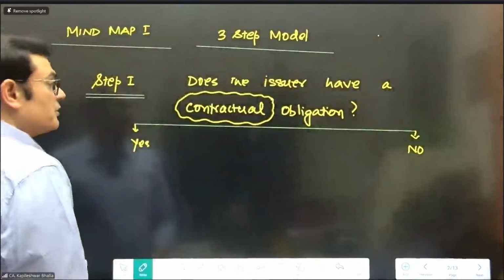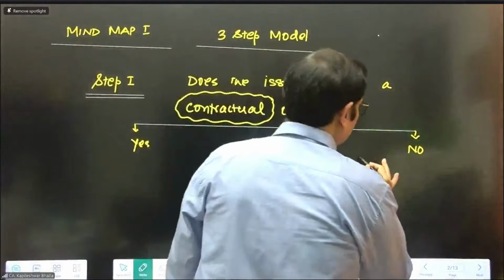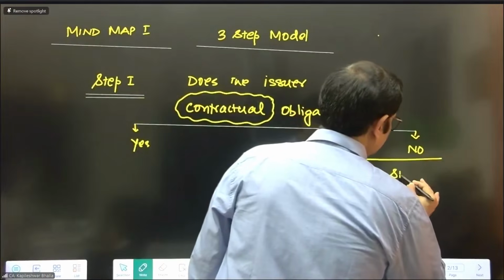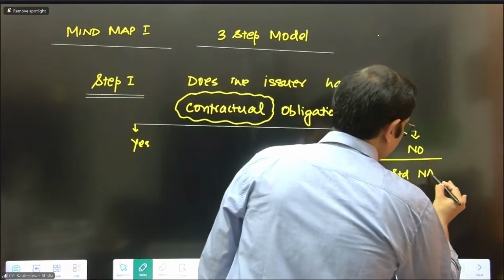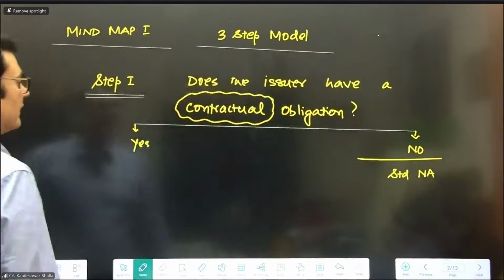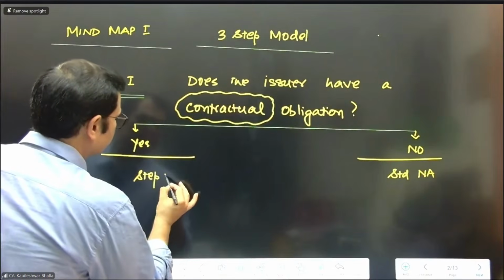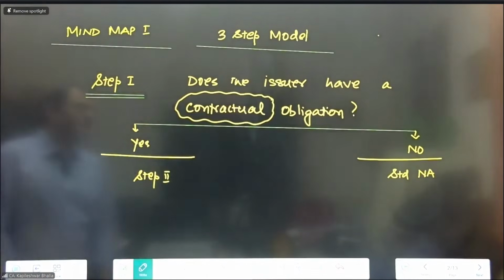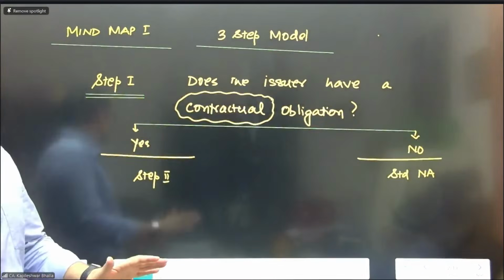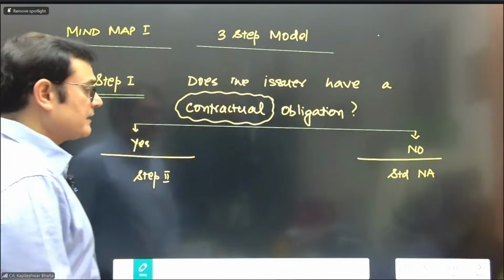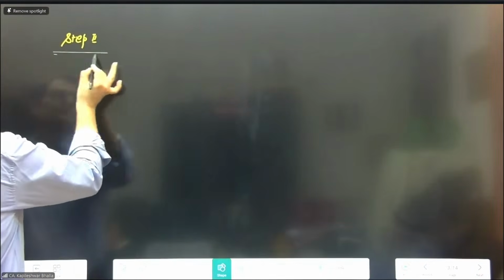So when you say no, there is no contractual obligation, undoubtedly the standard is not applicable. Financial instruments would not apply. And if you say yes, then it's time to go to step number two. That is the first simple step which you need to keep in mind. The second step which we need to consider, once we've identified the contractual obligation, is step number two in this particular case.